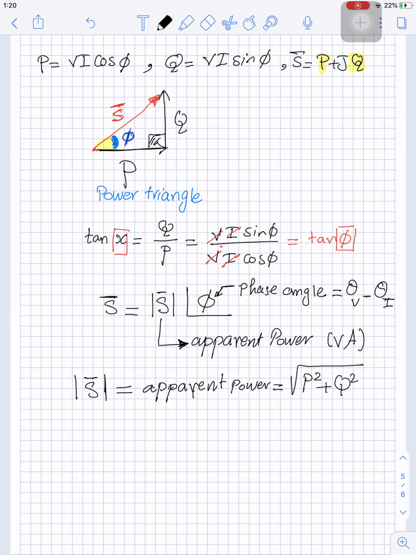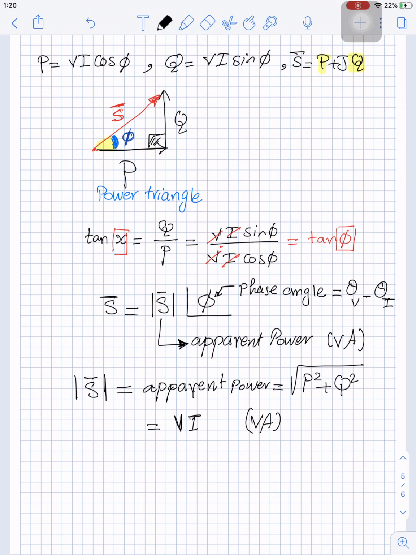When you square P, you will have V squared I squared cos squared phi. When you square Q, you will have V squared I squared sin squared phi. If you take V squared I squared as a common factor, you will have sin squared plus cos squared, which is 1. So we can write this as VI, and its unit is volt ampere. And that's why we call it apparent.